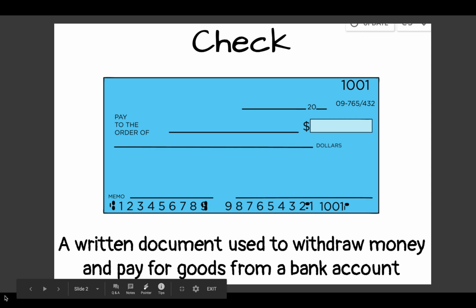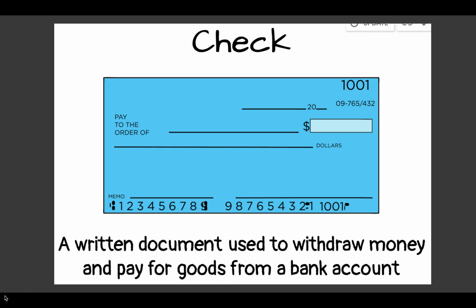Okay, so the first thing that we're going to start with is discussing the check. If you've ever paid for anything with a check at school, or your parents wrote a check for something, you're familiar with what it looks like. A check is basically just a written document used to withdraw money and pay for goods from a bank account.